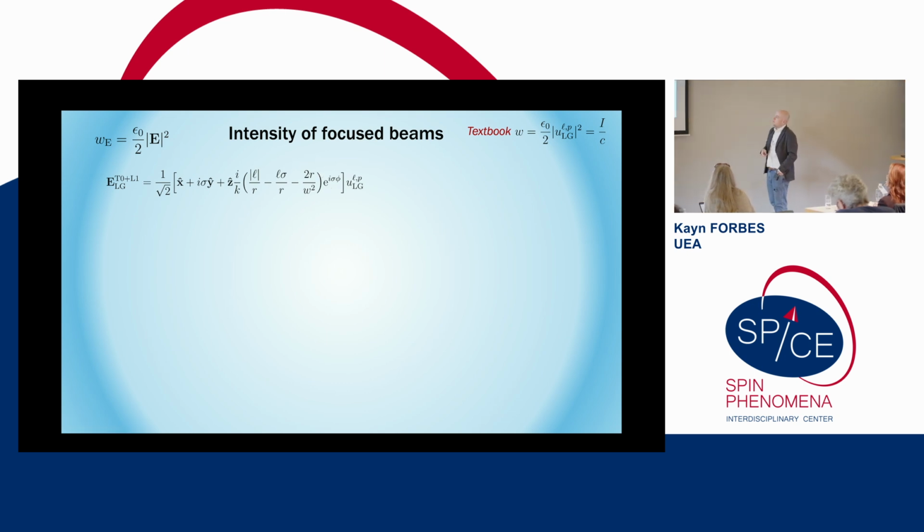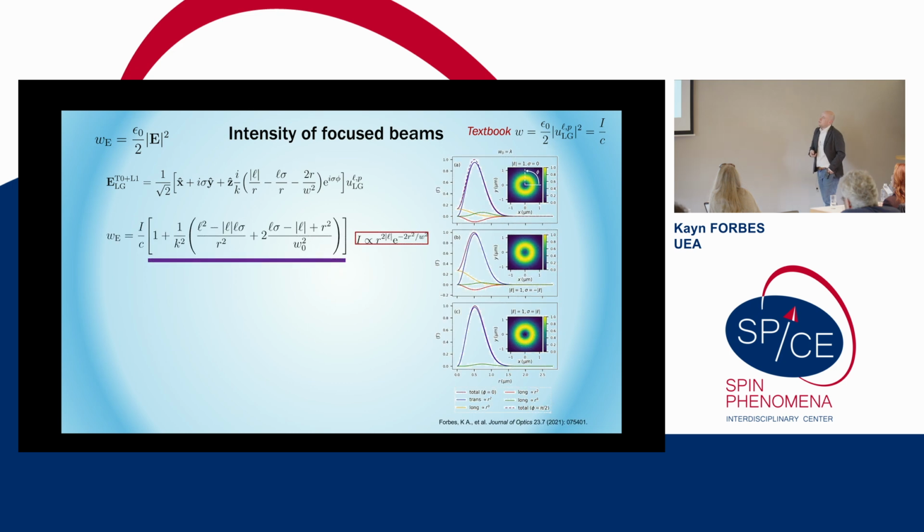I won't talk much about the angular momentum of that, but we'll talk about the intensity. So this is what the intensity looks like of a focused vortex beam. This first term here, 1, which I've highlighted in blue, that's the paraxial term. It's very simple, of course. It's just proportional to the intensity. The rest of it is all due to the longitudinal field. And what you find, these multitude of terms, we can look at them individually.